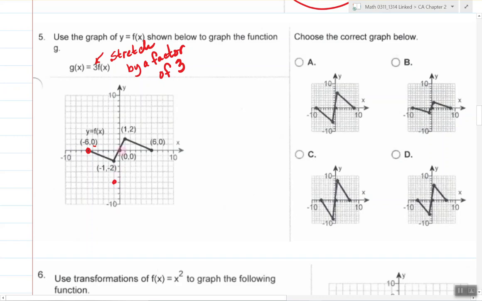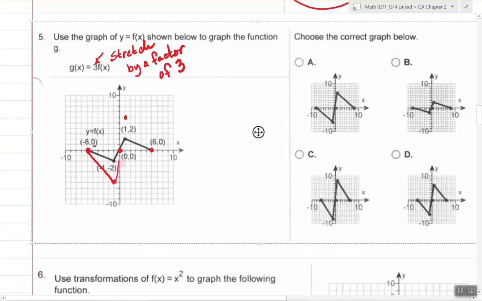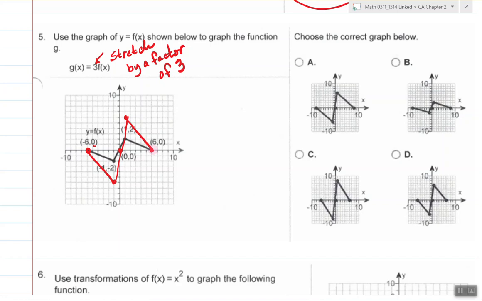0 multiplied by 3 is still 0. 2 multiplied by 3 is 6. So this will go, that's 2, 3, 4, 5, 6. And this one is still 0. So every y coordinate, because f of x is another name for y, every one of the y's is getting multiplied by 3. It's a little hard to describe, but what it's done is it has stretched it out.